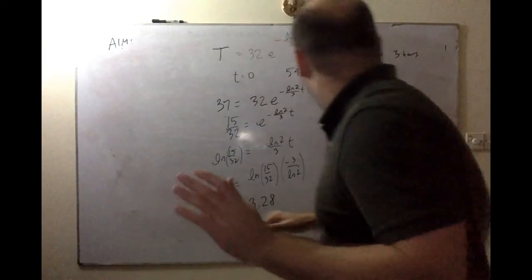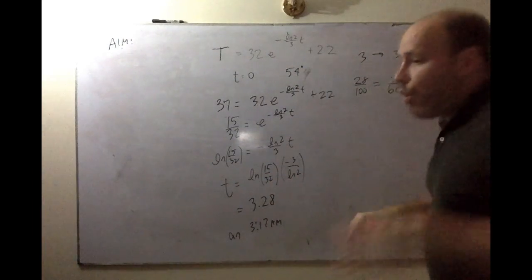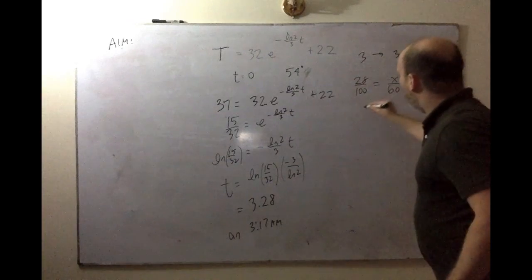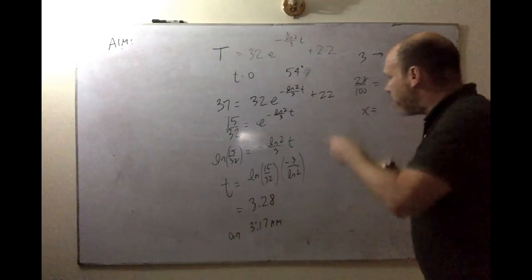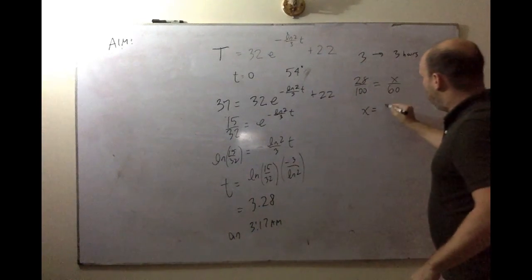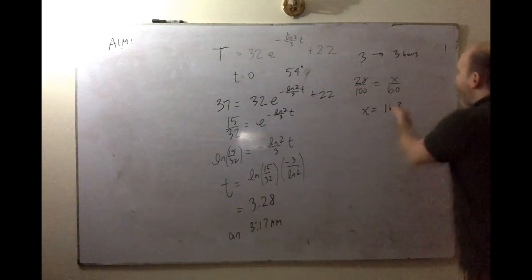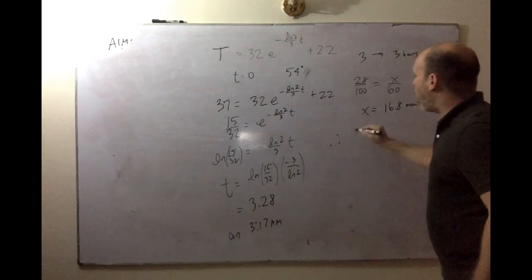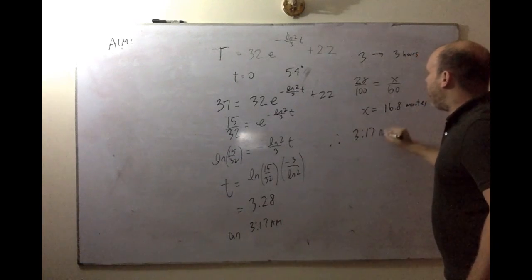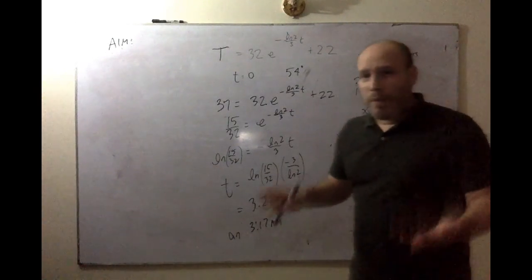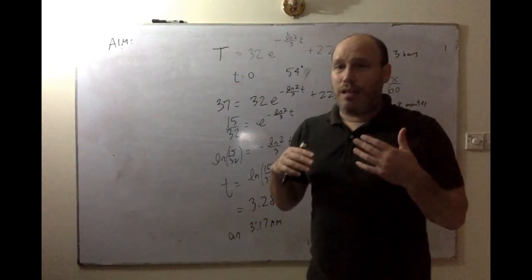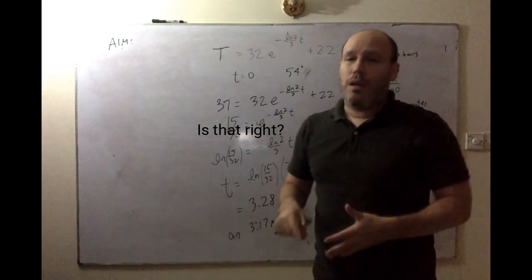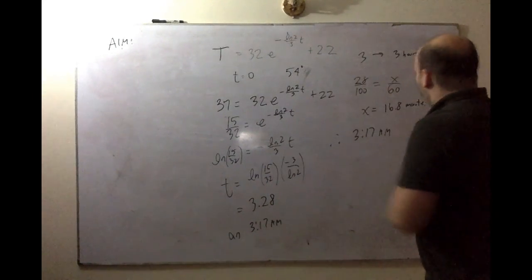And then you get your calculator. 28 times 60 divided by 100 is 16.8. That's the minutes. Therefore, at 3:17 a.m., this is when the detectives believe they found that the body was dead. This is when the person died.